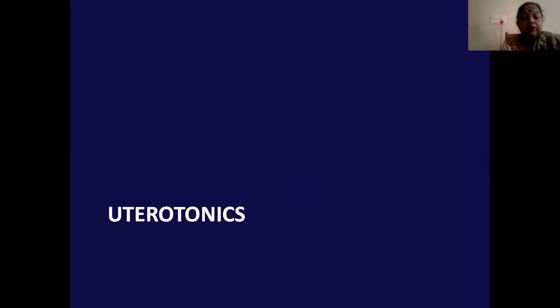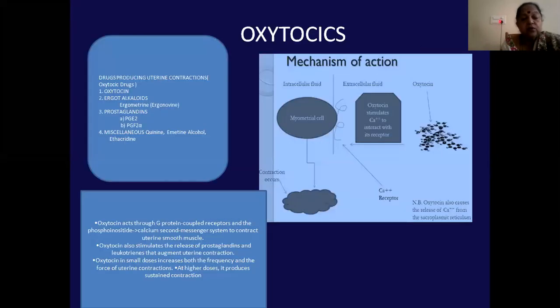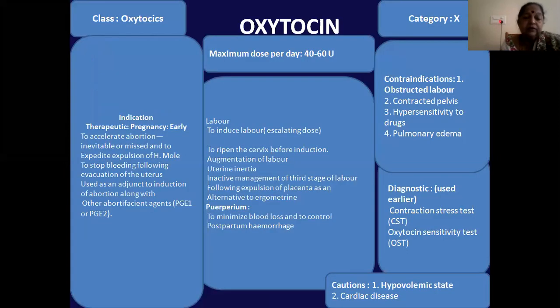Now I will not go into the uterotonics in detail. All of us know oxytocin and its indications. The maximum daily oxytocin is around 40 to 60 units when you are using it for postpartum hemorrhage, because the oxytocin receptors are maximally stabilized with this dosage. Whenever you are asked about the indications for oxytocin, one is induction of labor, ripening of the cervix, and augmentation of labor.